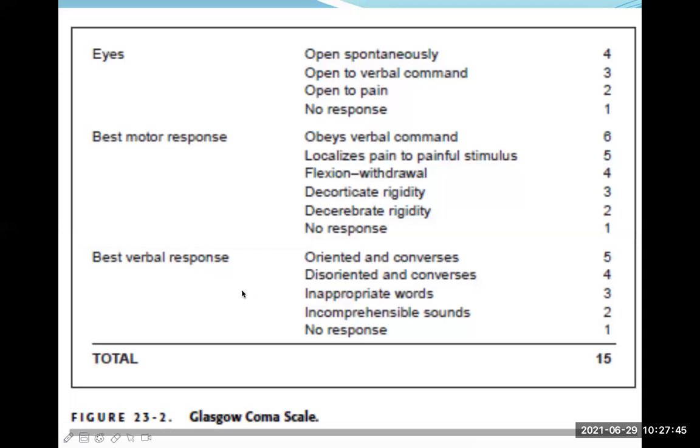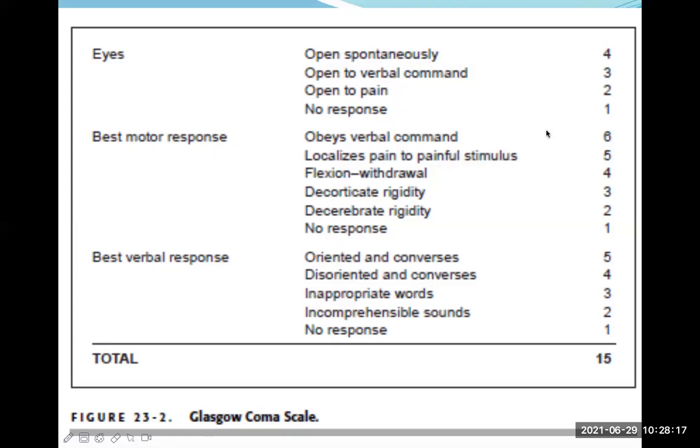Now, this is about the Glasgow scale. We have done this before, I'm sure about it. You already know it. It has three components: E, M, and V. E for eye opening, M for motor response, V for verbal response. These are the different parts. Open spontaneously is 4. Open to verbal command is 3. Open to pain is 2, and no response is 1. So this is the eye opening.